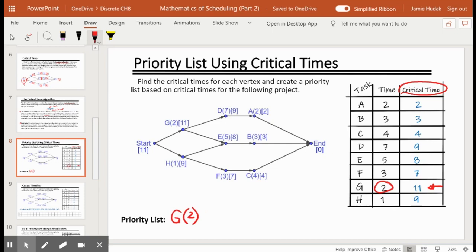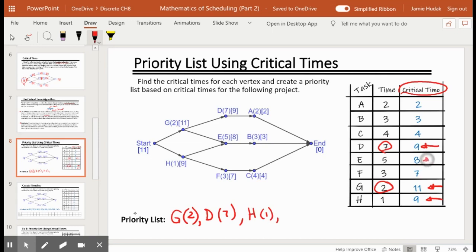11 is telling us how long it takes to get to the end of the project, and it's telling us to schedule G first, but we must use the task time with G, not the critical time, when we put it on the schedule timeline. Next, after 11 comes 9, but I see I have 2 instances of 9, so we will follow suit with when we have a tie, we use alphabetical order. So we're going to put task D with its 7 units of task time, followed by task H with its 1 unit of task time.